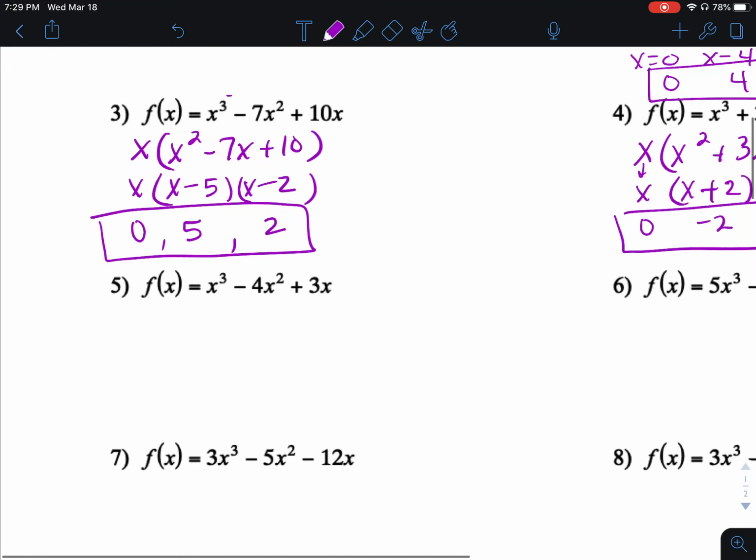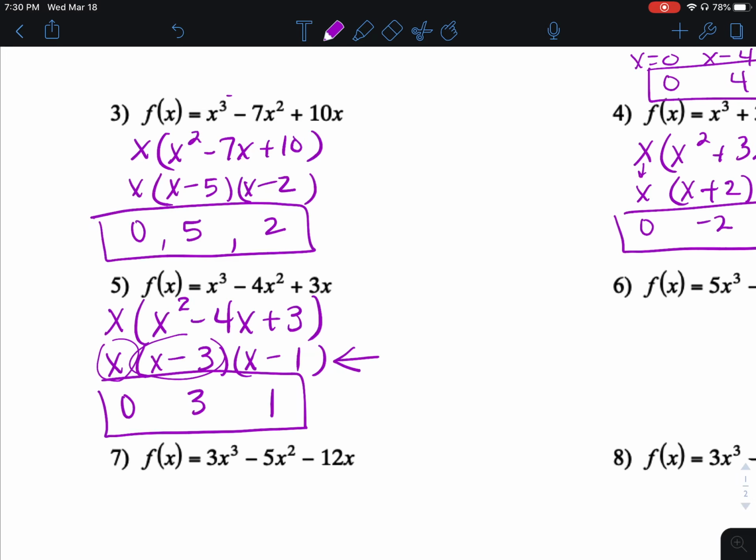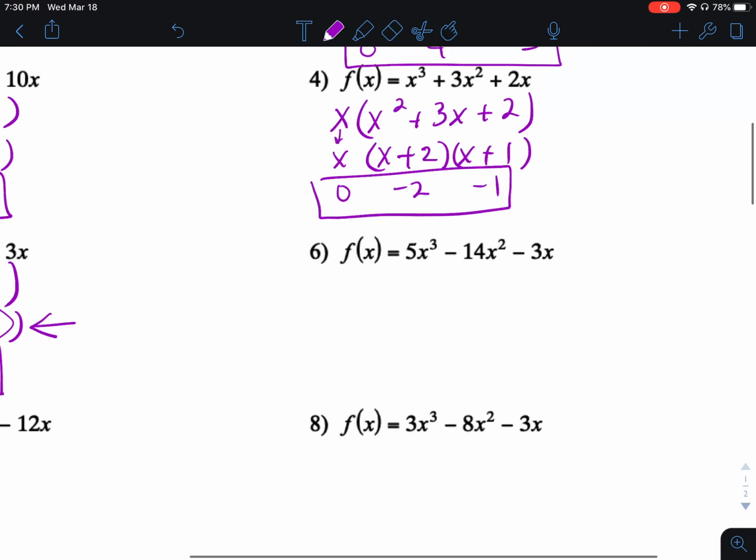Number 5, factor out an x to begin with. And then I'm looking for factors of 3 that add to give me 4, 3 and 1. So this would be 0, 3, and positive 1. Remember, at this step right here, what I'm doing is I'm thinking in my head that each one of these equals 0, and I would be solving for the x. Okay? Again, if I'm going too quick, then you can always pause the video, rewind, go back. You can kind of look at your work and compare it to mine, stuff like that.